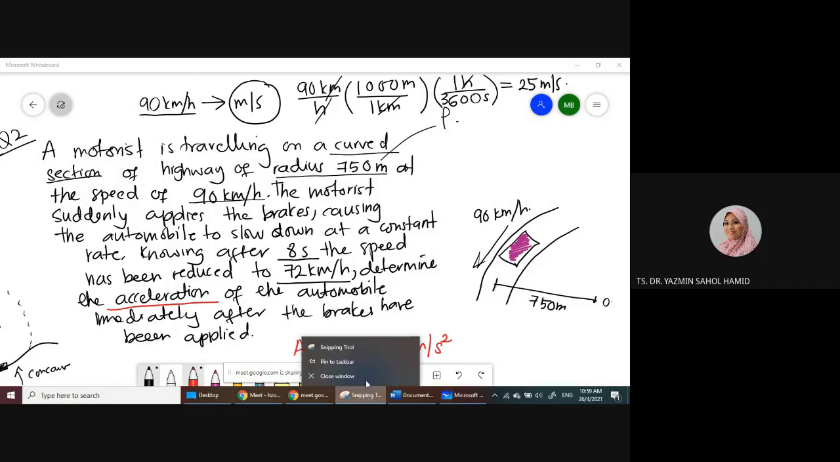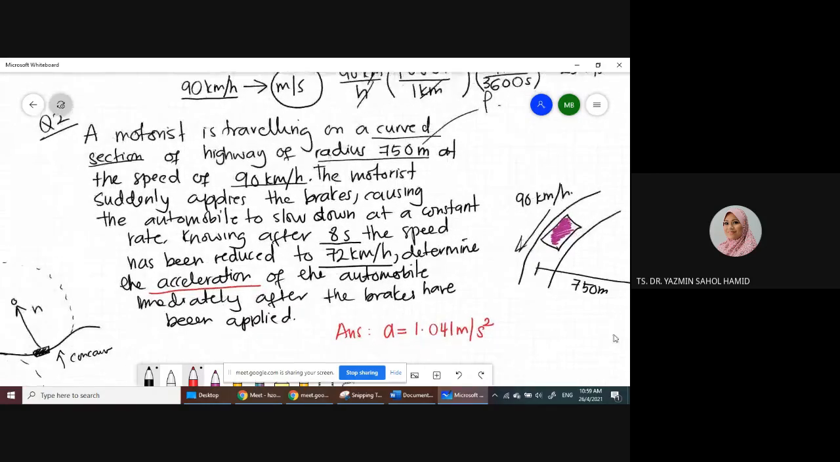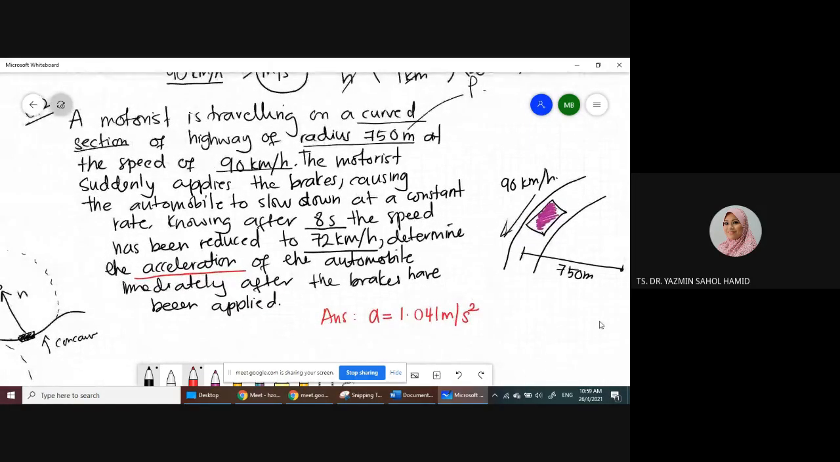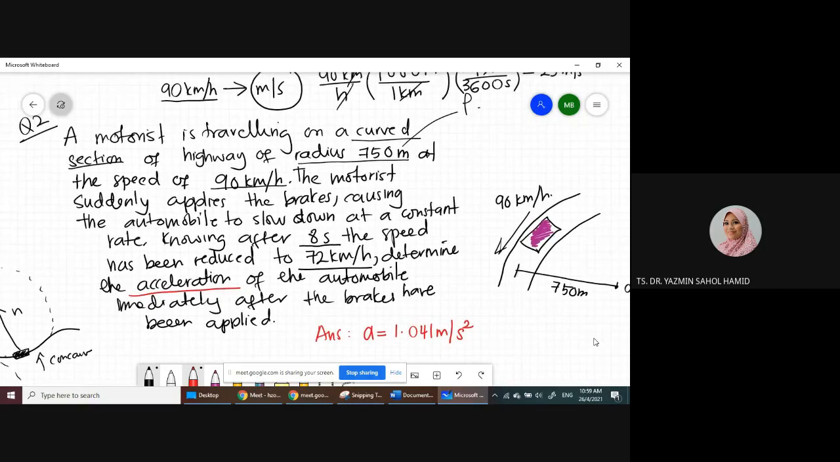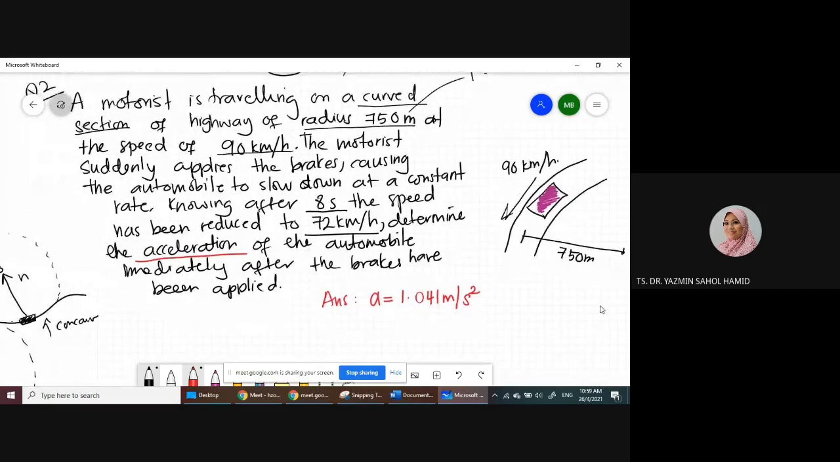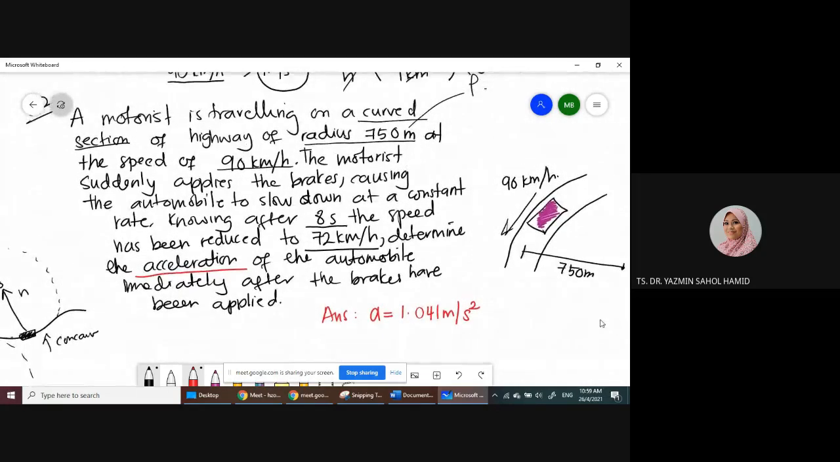So I want you to try to do it, and if you want me to check, you can just show me your solution. Same as the question of the test that I gave you last week. If you want me to check, show me your solution and I can guide you. Okay, so now try to solve this question.